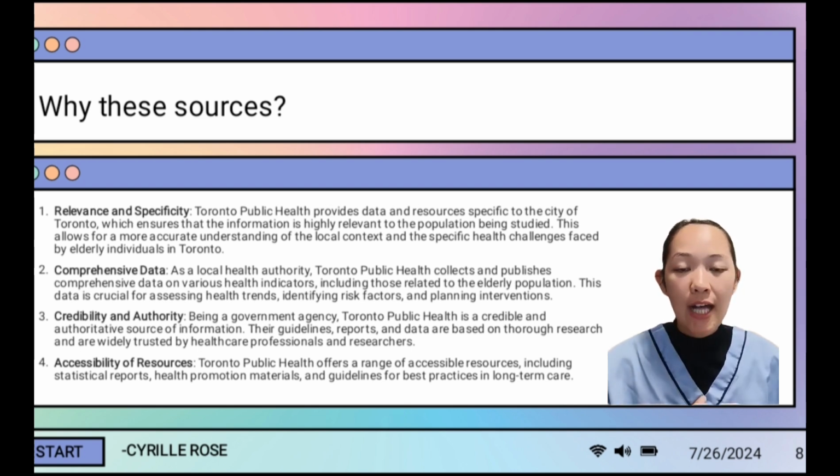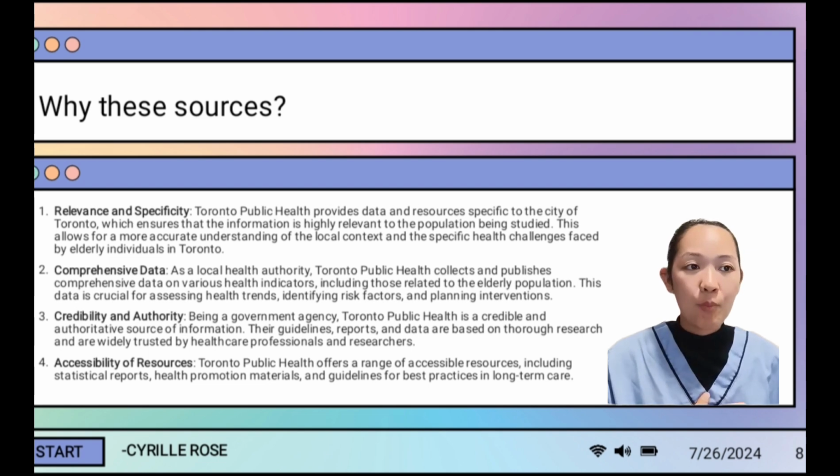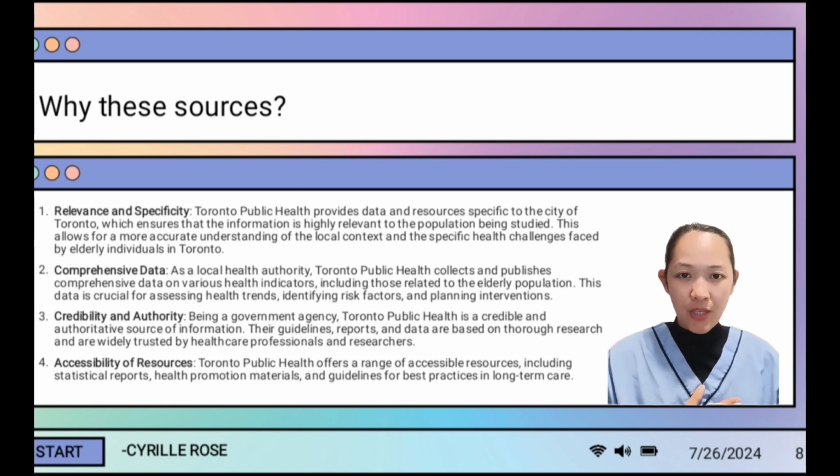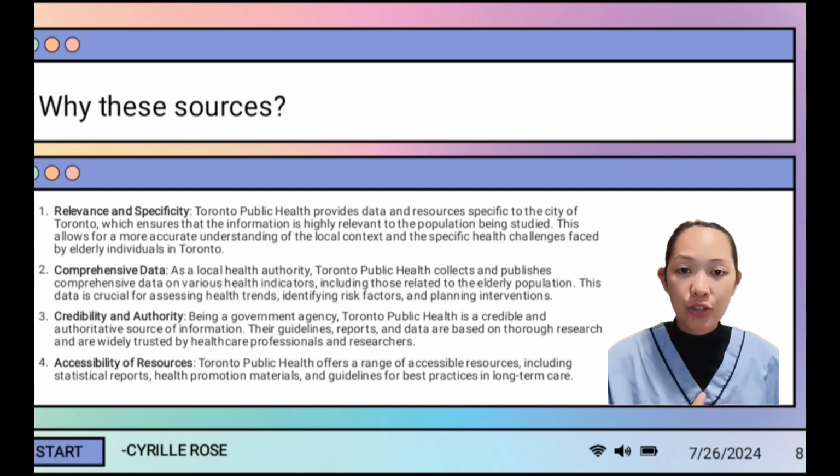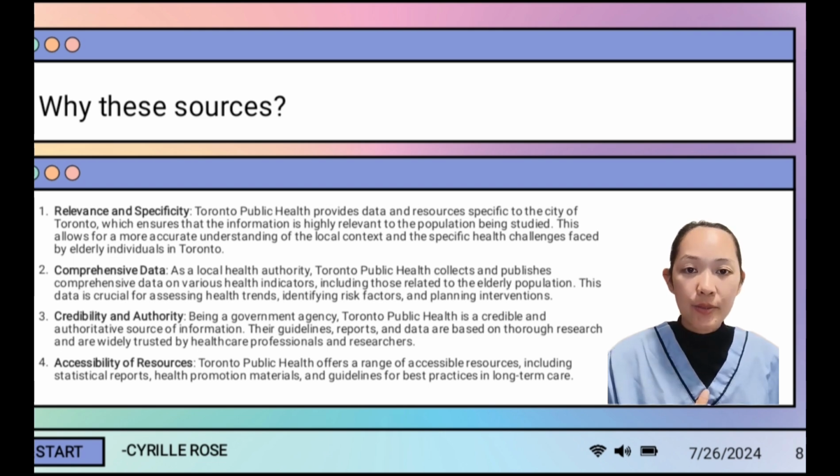The second is comprehensive data. As a local health authority, Toronto Public Health collects and publishes comprehensive data on various health indicators, including those related to the elderly population. This data is crucial for assessing health trends, identifying risks, and planning interventions. The credibility and authority is being a government agency.